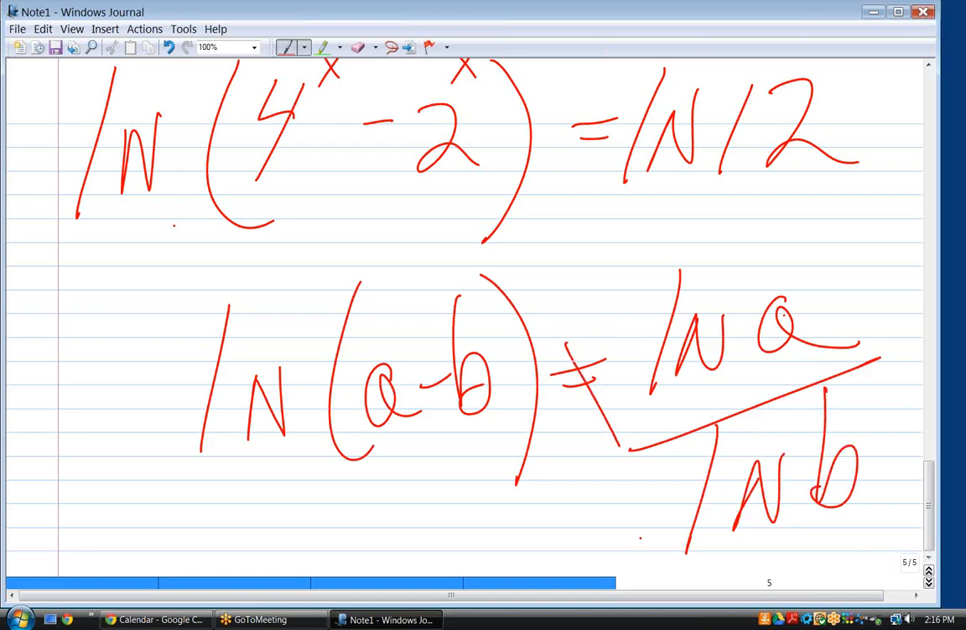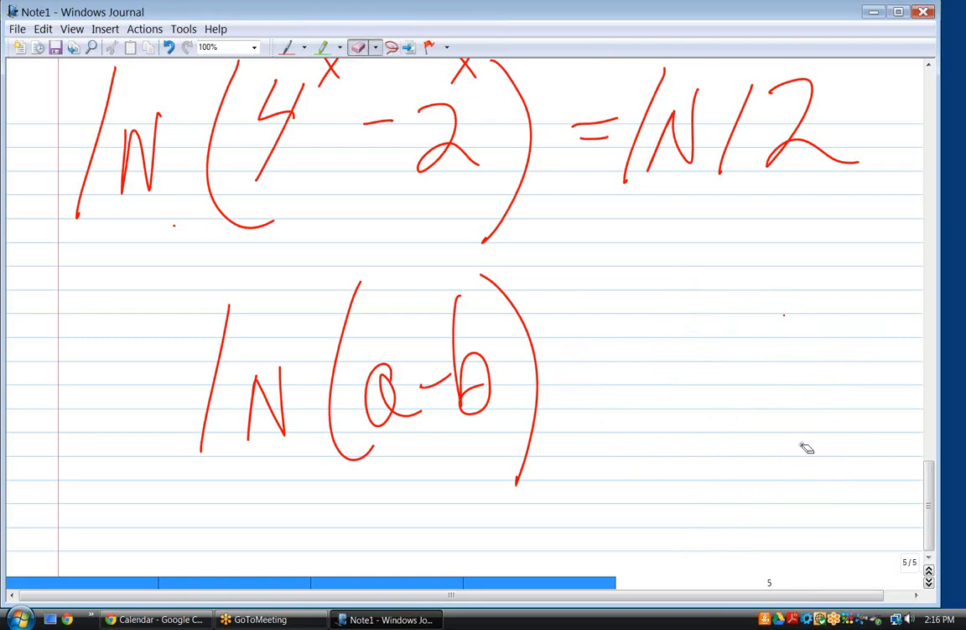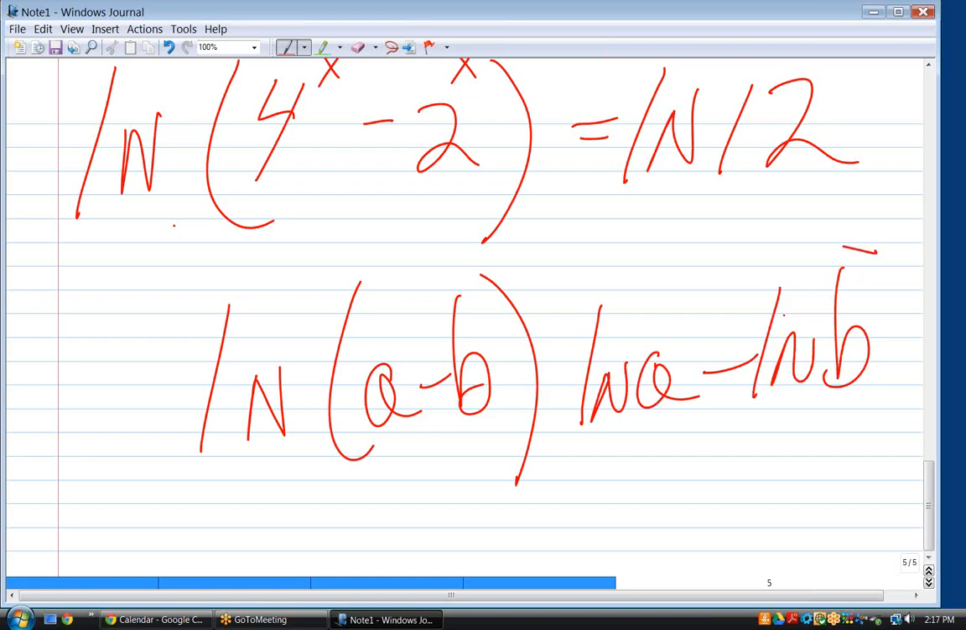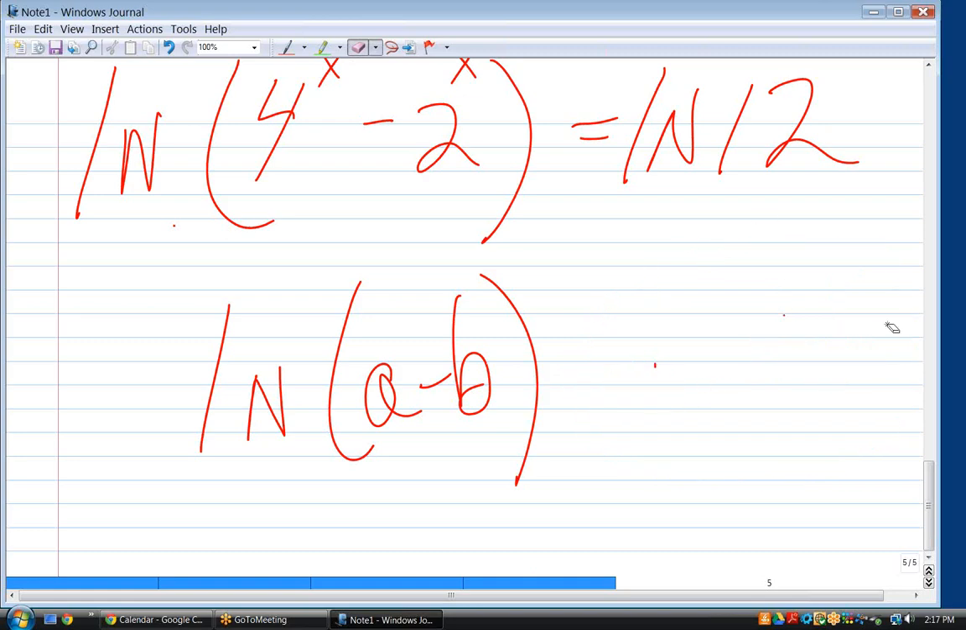Okay? In other words, if you have the natural log of A divided by B, then it would be the natural log of A minus the natural log of B. But that's not what this is. Clearly this is not natural log of A minus natural log of B, because that would have to be the natural log of A divided by B. Right. So the question is, how do we handle natural log of A minus B?